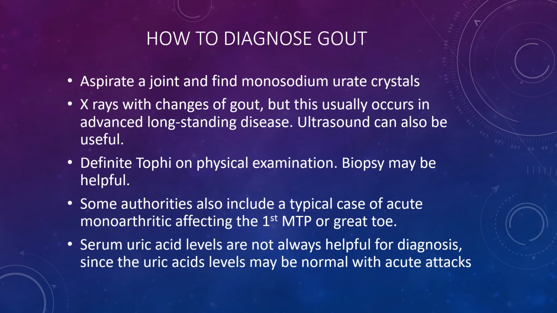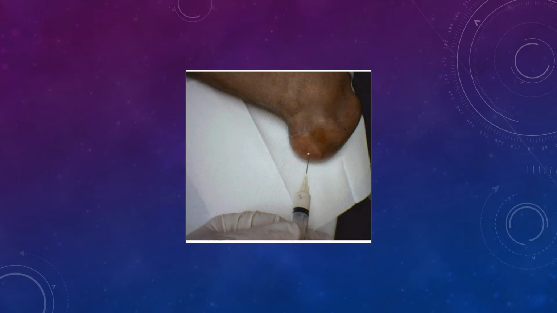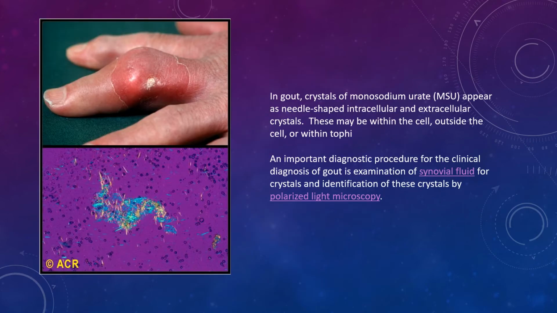But how is that possible? Well, it is possible that at times a gouty attack may occur as a result of crystals in the tissue as opposed to being in the blood. This is an aspiration of a bursa at the elbow. You'll notice a chalky white substance comes out. We send this down to the lab, and these crystals are usually needle-shaped, and they can occur both in the cell and outside the cell. They may also occur within tophi.